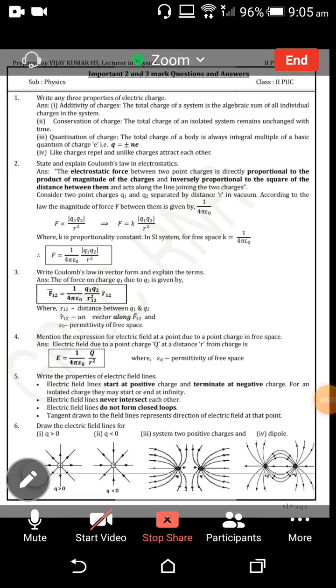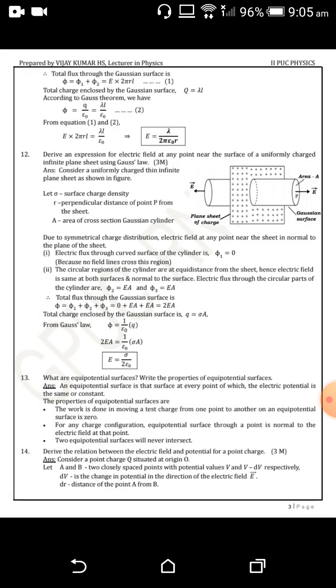The moving charges, 2 marks, 3 marks questions of the moving charges chapter.